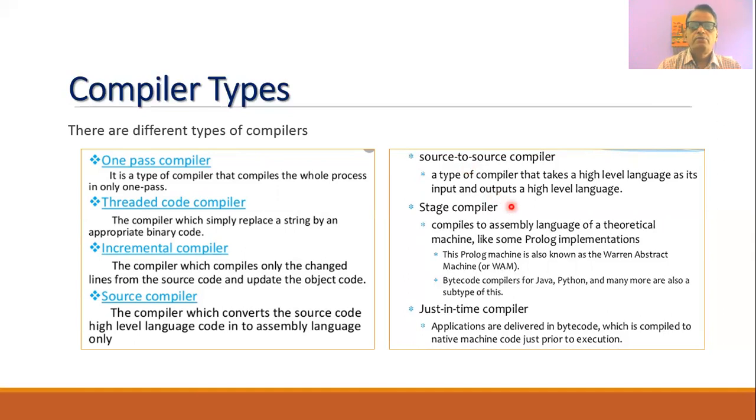There are certain compilers which can be called stage compilers, where the compiler compiles to assembly language of a theoretical machine, like some Prolog implementations. Or some compilers will generate the object code, as I have told you in the case of Java or Python, where the bytecode is generated. There are certain compilers which can be called just-in-time compilers, where the application is delivered in terms of bytecode, which is compiled to native machine code just prior to the execution.